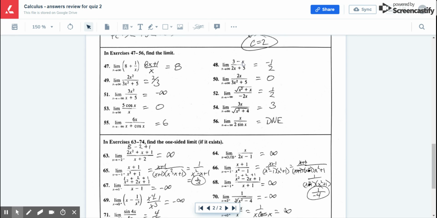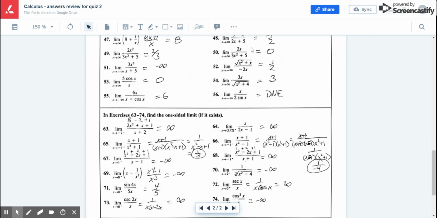Next one, exponent on the top, exponent on the bottom, they're the same. So I take those coefficients, I get -1/2. 50, exponent on the bottom is larger, so that means we get 0. 52, if I take the square root of x squared, I'm going to get x, so that means my exponents are the same. The coefficient up top is 1, coefficient on the bottom is -2.